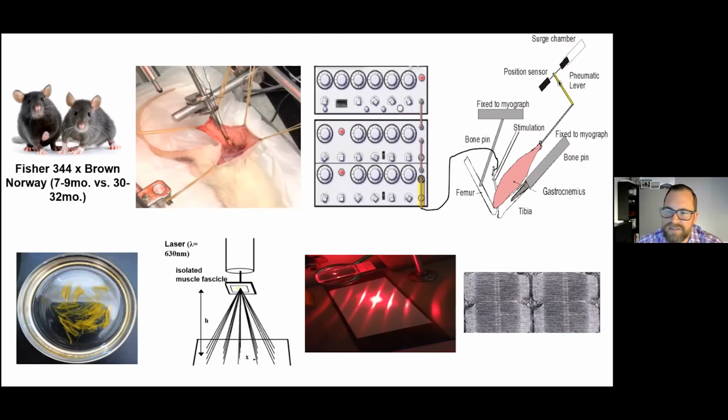Following fixation, the muscle was sectioned into 4 lengthwise pieces, and 5 fascicles from each lengthwise piece were dissected. It's represented right here. So then in order to determine sarcomere length, for the fascicle, we use laser diffraction on 5 points along each fascicle. So in total, per muscle, there were 100 sarcomere length measurements.